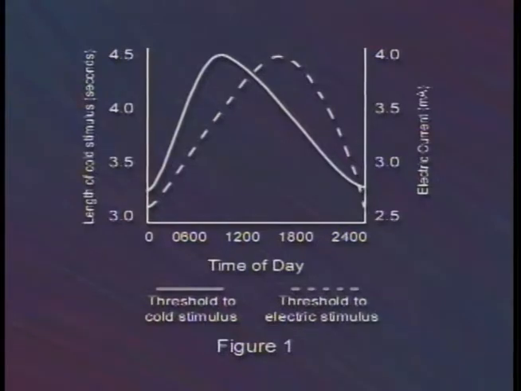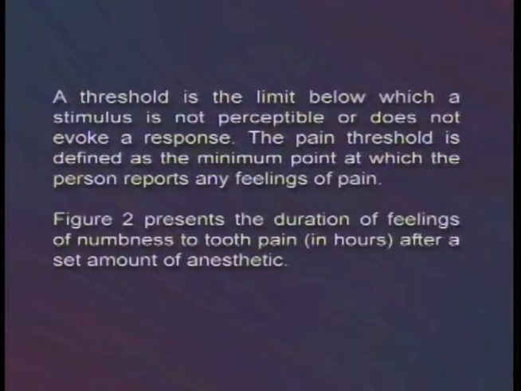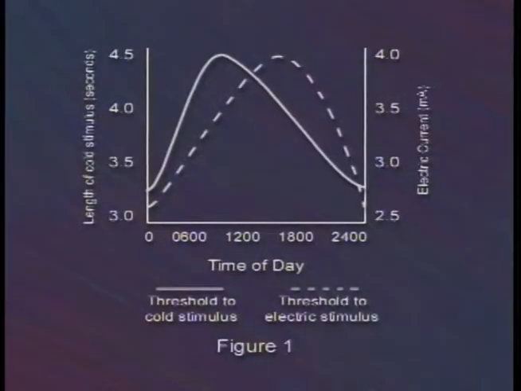Now, what is a threshold or a pain threshold? From the given information, a threshold is the minimum point at which a person reports feelings of pain. Let's look at Figure 1 to see if we can understand how to interpret it. For instance, at 1,200 hours, the length of a cold stimulus is about 4.5 seconds. This is the threshold for the cold stimulus. This means it takes about 4.5 seconds for a person to report any feelings of pain when a cold stimulus is applied.